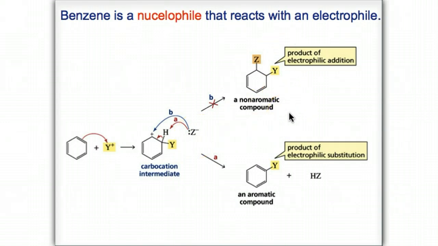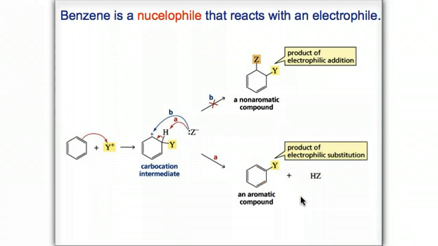Now, because the aromatic product is more stable, down here you can see, the reaction proceeds as A, an electrophilic substitution reaction, rather than B, an electrophilic addition reaction. So we have the nucleophile, we have the electrophile, as you can see in Y. The first step forms a carbocation, and a nucleophile, Z, if it goes B, will form a non-aromatic compound by electrophilic addition. If the second step goes to A and forms a more stable aromatic compound, then we have electrophilic substitution.